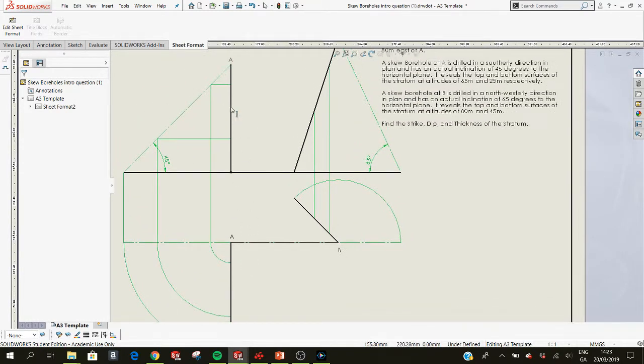Very simple, I use my angle of inclination that I was drawing earlier. So I project them across, I project them down, and I rotate them around, and that gives me those points in plan.